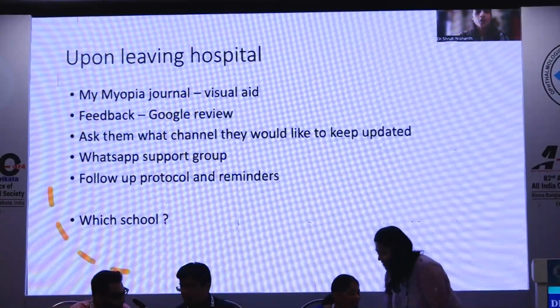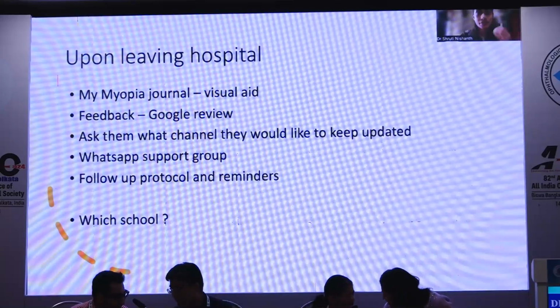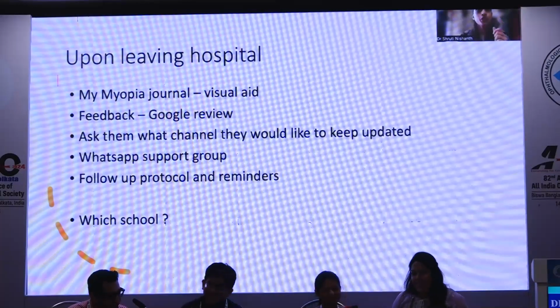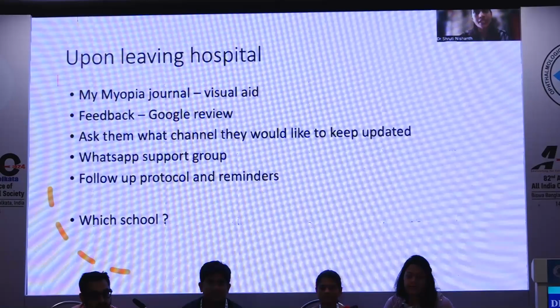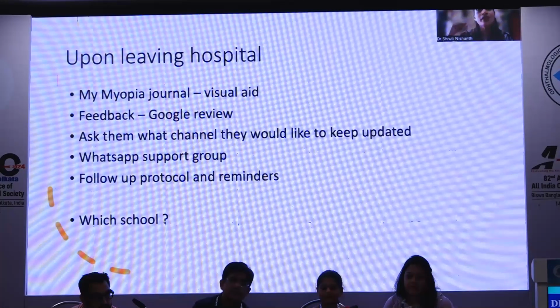So upon leaving the hospital, the most important thing is I give them a myopia journal, which I will be showing you. I ask them for a good Google review. I ask them what channel they like to be updated on. Is it SMS, WhatsApp, email? And then as per that, I fit them into that group. I also send them regular protocol and reminders. I also ask them which school they go to, because sometimes you can get a link from the school and we can visit the school for a school screening program.